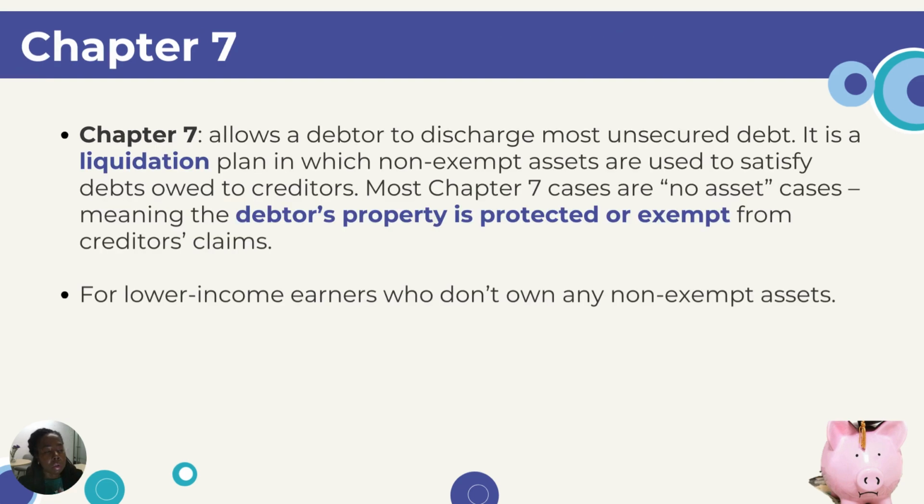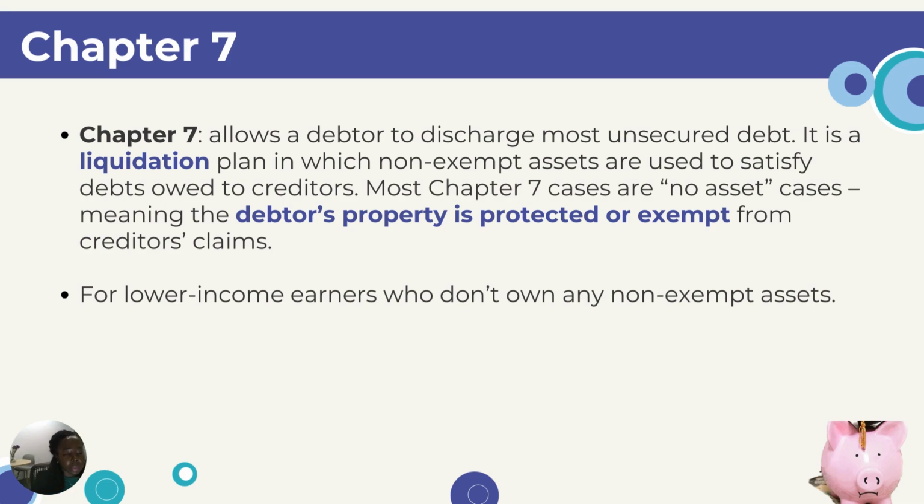Okay, so chapter 7 is the type of bankruptcy that most people who are listening to this lesson are going to need, right? It's the one that's most common, and it allows a debtor to discharge most unsecured debt. It's a liquidation plan in which non-exempt assets are used to satisfy debts owed to creditors. Most Chapter 7 cases are no asset cases, meaning the debtor's property is protected or exempt from the creditor's claims.